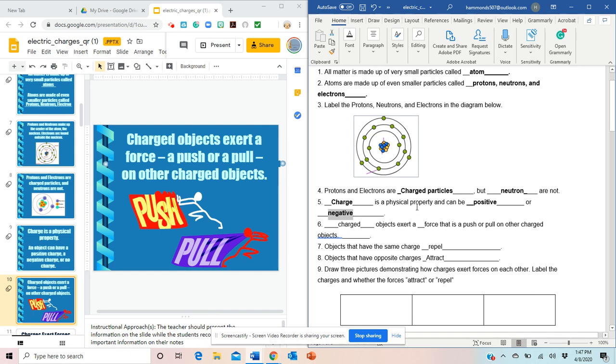So to complete number 6, charged objects exert a force that will either push or pull the charged objects. And I'm just going to go ahead and highlight that for you.